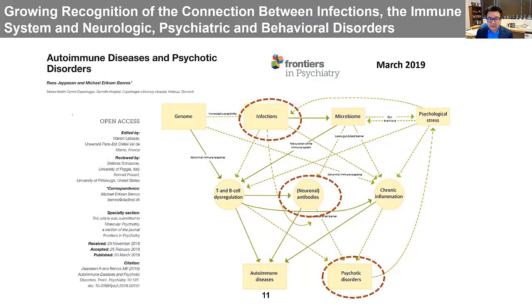And now there's growing recognition of the connection between these infections and the immune system and neurologic, psychiatric, and behavioral disorders. And what you can see here is in this Frontiers in Psychiatry article, infection and anti-neuronal antibodies in psychiatric disorders. But you can also see microbiome involved, psychological factors, chronic inflammation, and you can see these things are interconnected. But we're going to talk really about this particular pathway here today.